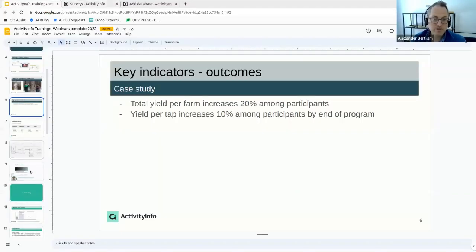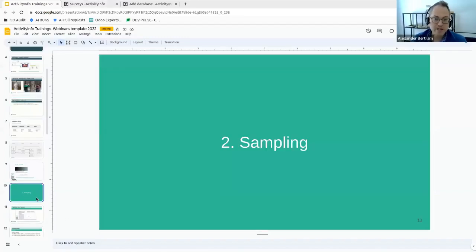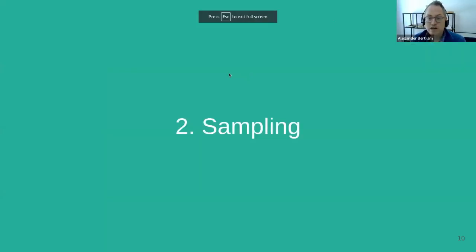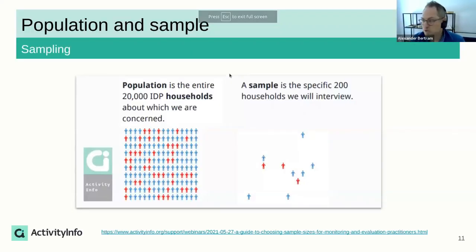So that's kind of the context that we're working in. Maybe a several-year development program where we want to see this impact. So as I already got ahead of myself, I started to talk about sampling. Again, this is a subject that I can and have talked for hours and hours about.